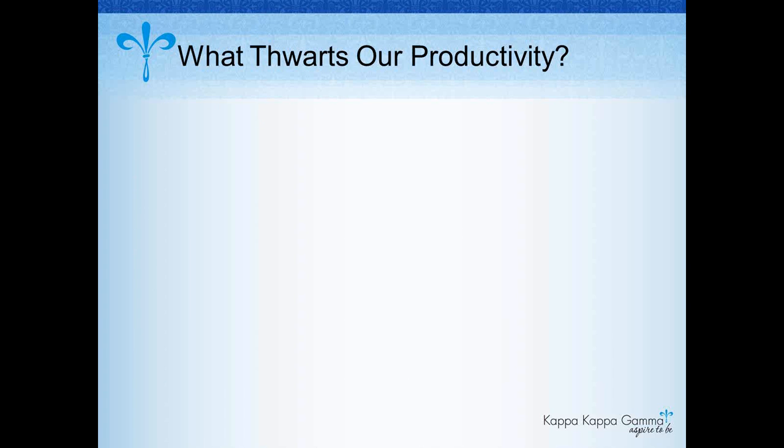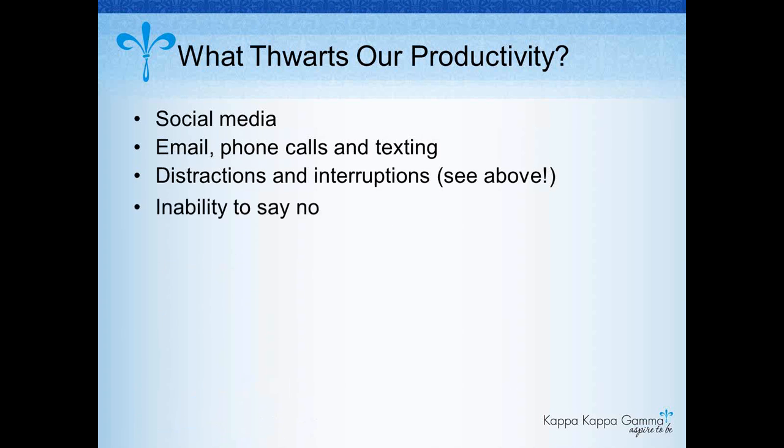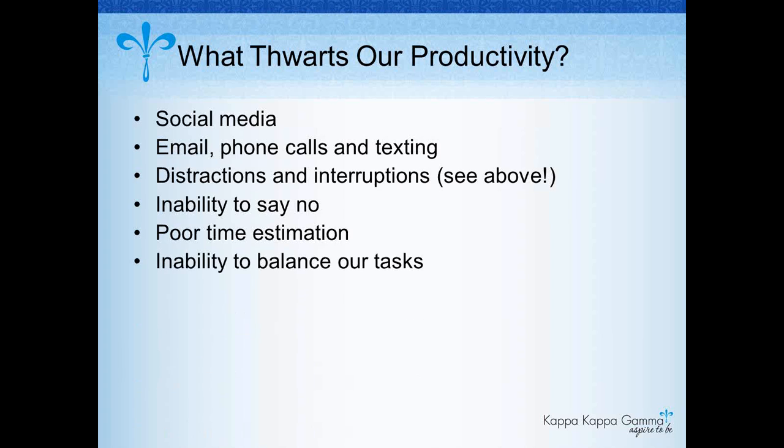So what is thwarting our productivity? Now there's only so much time in a day, and so to find time for something new or for our own personal goals, you must be willing to take time away from something else. So let's take a look at some things that maybe inhibit our productivity, and some of these may affect you more than others do. I just kind of thought of some off the top of my head, and one, of course, is social media, which can be a blessing and a curse. Email, phone calls, texting, distractions, interruptions, often from above. The inability to say no, and we'll talk a little bit later about the art of saying no and how you can say no. Poor time estimation, again, we'll talk about that one as well.